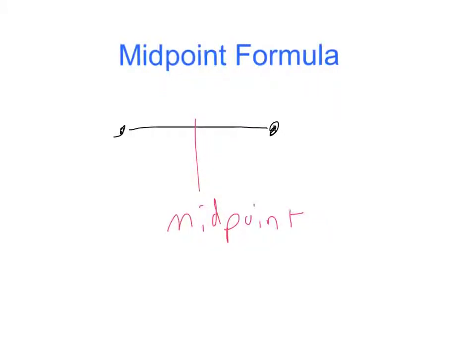Think about a midpoint. A midpoint is the point halfway between the two endpoints of a line segment. So right here we have our line segment, and halfway in the middle is our midpoint. That makes sense. If we call this line segment AB, because it's got points A and B, what we're trying to find is our M, which is our midpoint.